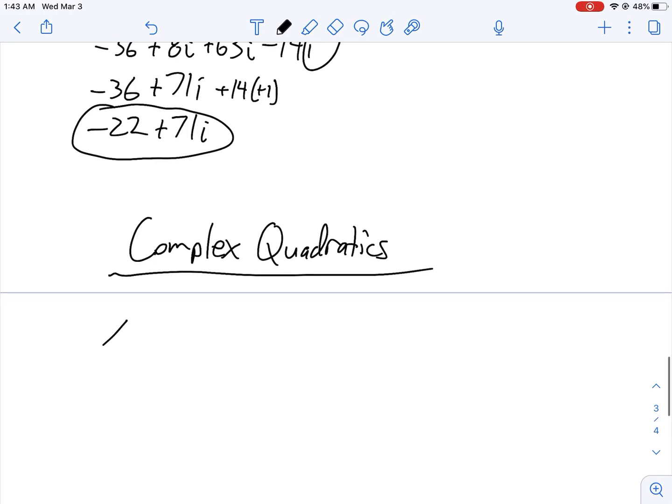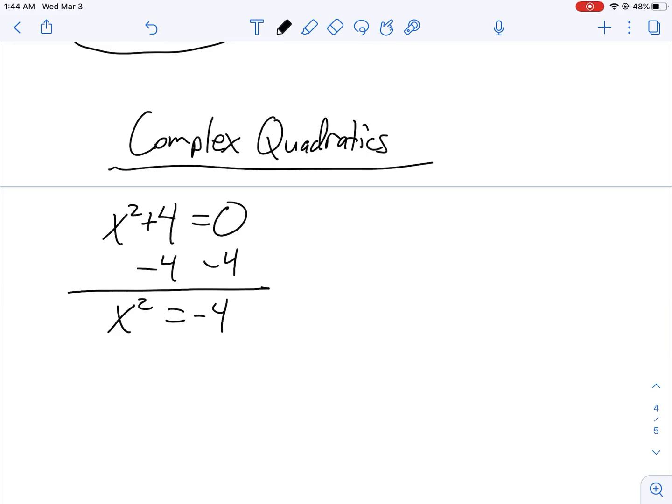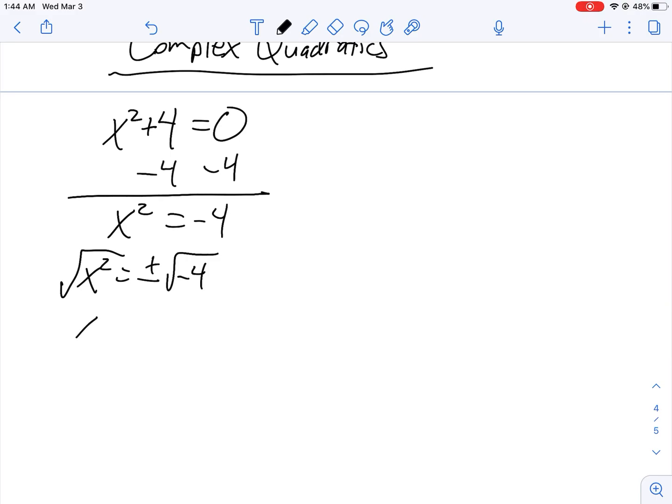Let's look at x squared plus 4 equals 0. So we want to solve this. We're going to use a square root. There's no bx term. We have an x squared. Let's solve it. We're going to subtract 4 from each side. We get x squared equals negative 4. We're ready to square root both sides. And we are going to square root both sides. Now on that number side, plus or minus, because we have two solutions. The square root of x squared simplifies to x. This is plus or minus the square root of negative 4.